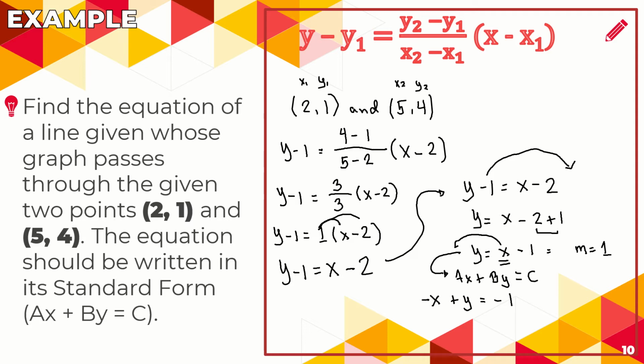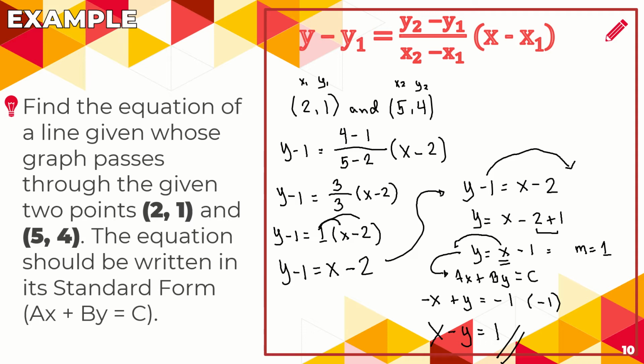So negative x times negative 1 will become positive x. Negative y multiplied by negative 1 will be negative y, equal to negative 1 multiplied by negative 1, which will be positive 1. Therefore, the standard form is x minus y equals 1. Is it clear, class? Okay, let's proceed.